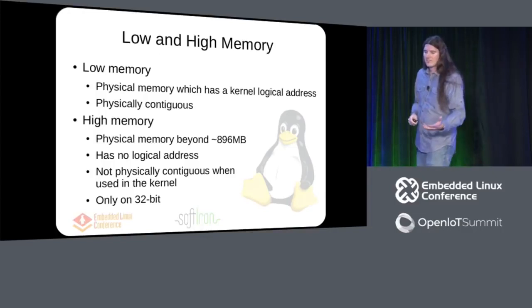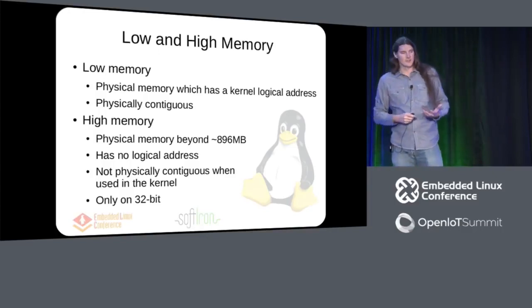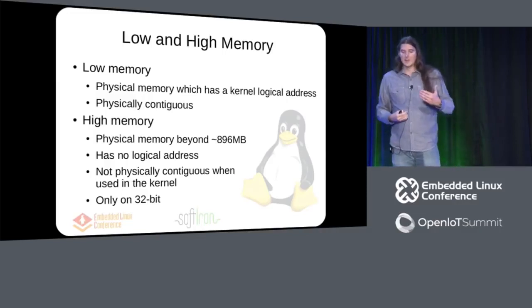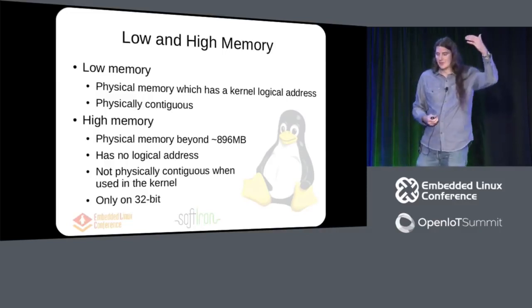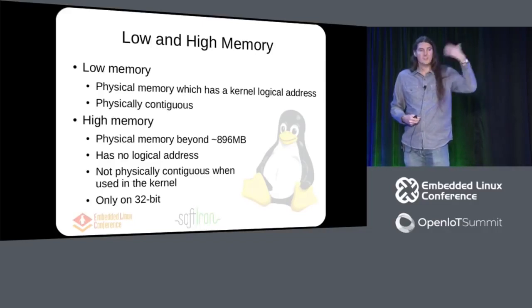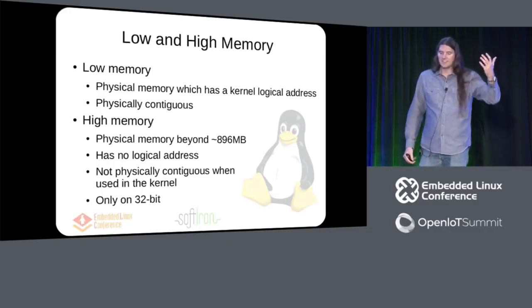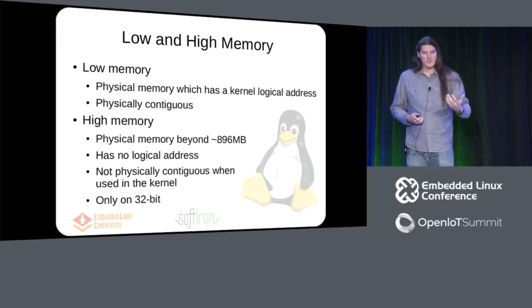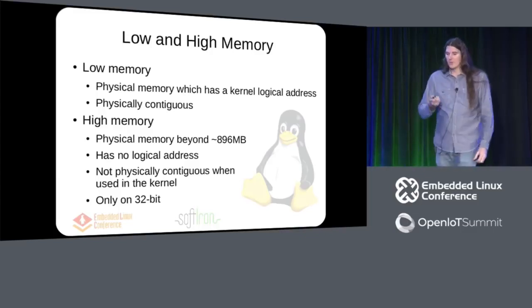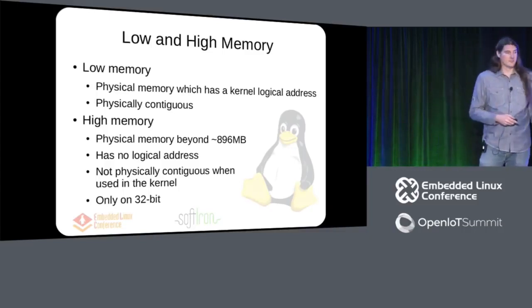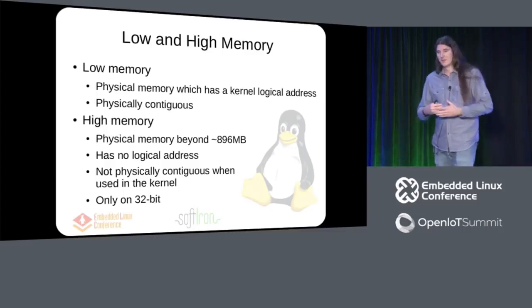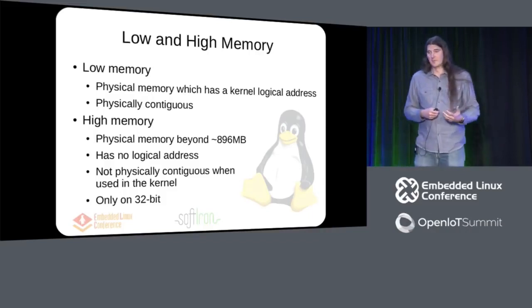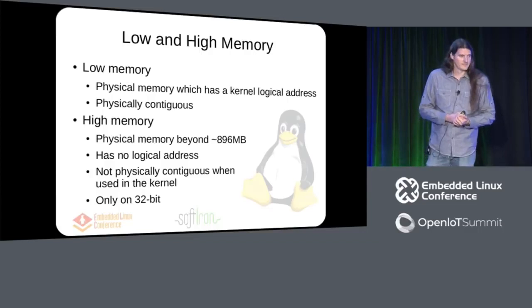So low memory, of course, is physical memory which has a kernel logical address. When it's used by the kernel, it is physically contiguous. And then high memory is physical memory beyond 896 megabytes. It has no kernel logical address, and it's not physically contiguous when used in the kernel. You can only use this memory through vmalloc. And we only have this condition on 32-bit systems. Because again, on a 64-bit system, we have plenty of virtual memory space. And on a 64-bit system, all memory is low memory.